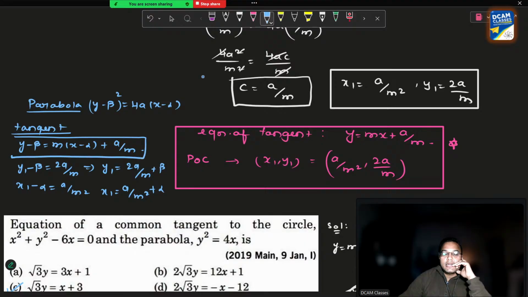This is the thing that I did not tell you. This works for the complicated question when the equation of the parabola is not of the standard form.